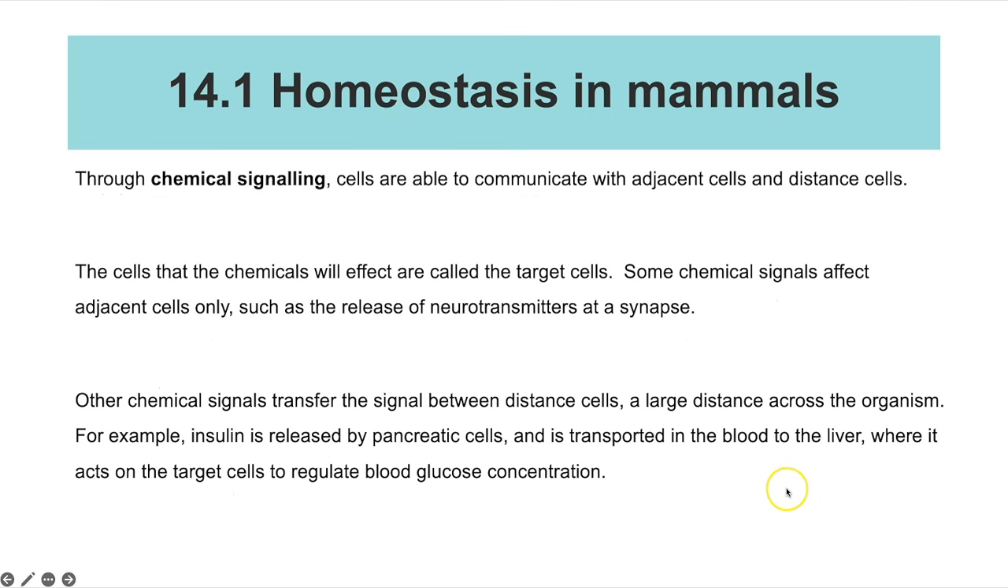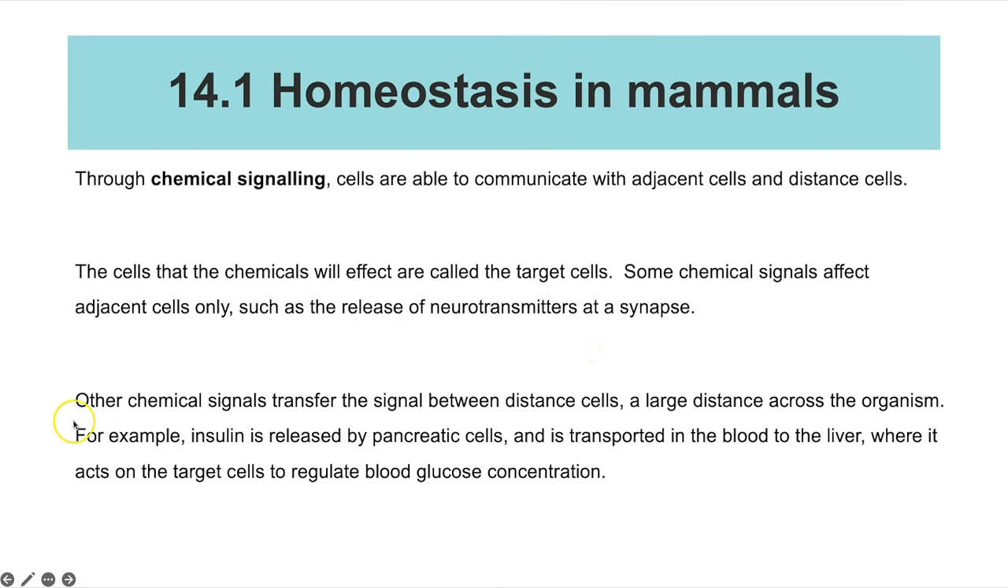So through chemical signalling, cells are able to communicate with adjacent cells, but also cells that are really far away from them. The cells that the chemicals will affect are called target cells, and we're going to be looking at particular target cells in this video linked to controlling the water potential of the blood and the blood glucose concentration of the blood. Some chemical signals affect adjacent cells only, such as the release of neurotransmitter at the synapse, but that's in the nerve system video.